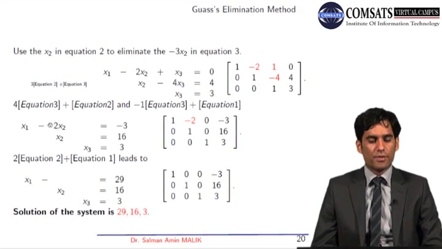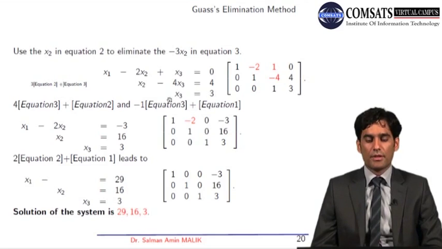Next, we have to make the coefficient of the x2 variable in equation 1 as 0. So we multiply equation 2 by 2 and add it to equation 1. This leads to this system, and our augmented matrix becomes this one. So for the solution, directly, we don't need to use back substitution.